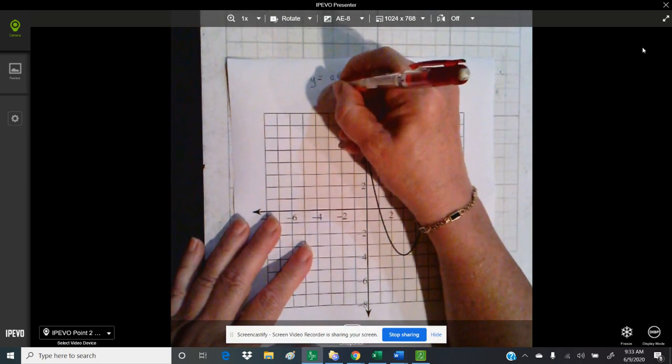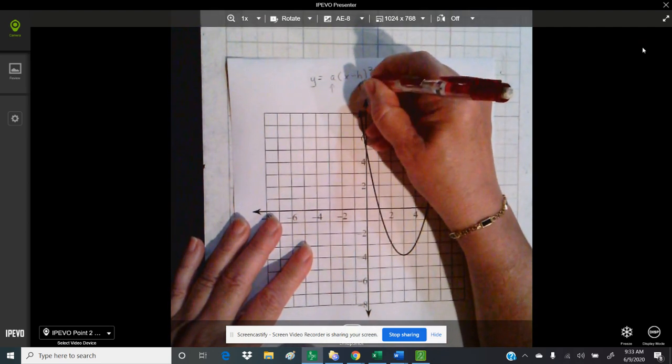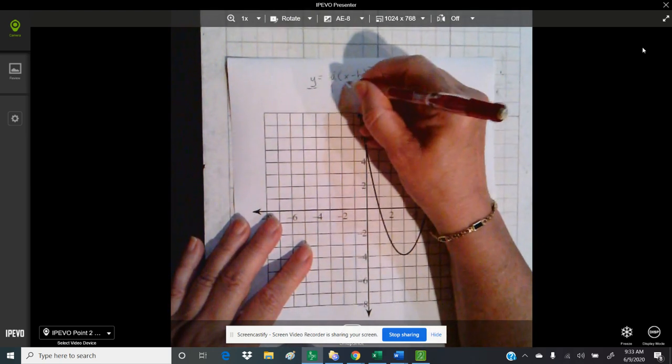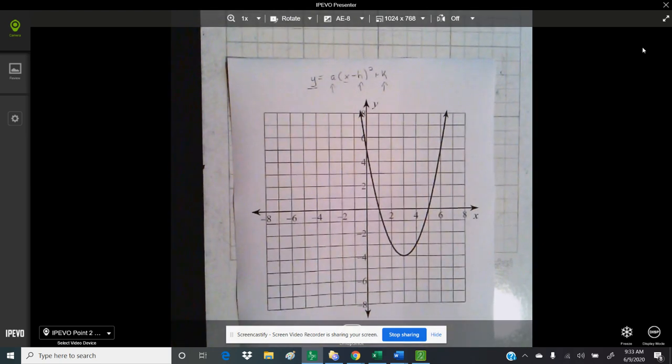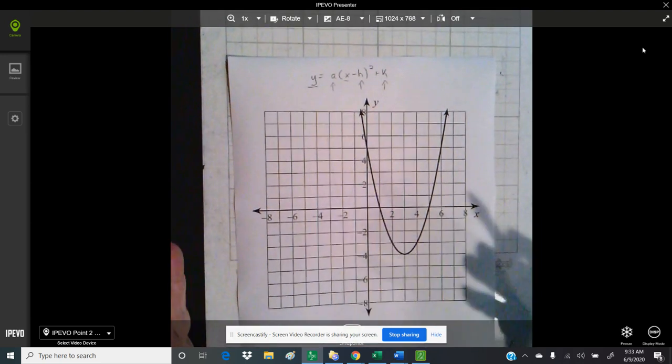The pieces of information I need to know are the a value, the h value, and the k value. y and x will just stay y and x. That will give me the equation. So let's first find the vertex. That would give me my h and my k. Well, that's pretty easy to do.